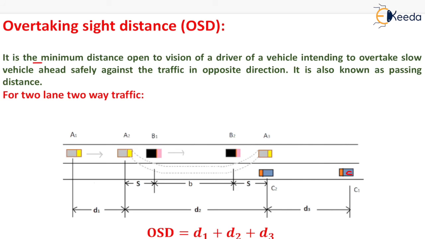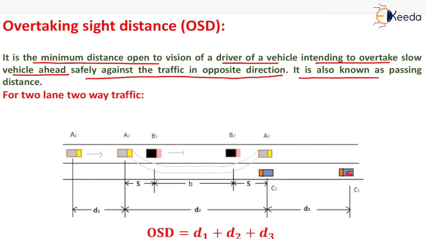It is the minimum distance open to the vision of a driver of a vehicle intending to overtake a slow vehicle ahead safely against the traffic in the opposite direction. It is also known as passing distance. Overtaking sight distance is the minimum distance which is open to the vision of a driver of a vehicle which intends to overtake a slow vehicle safely.